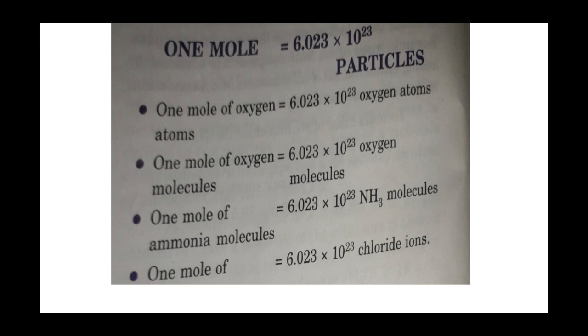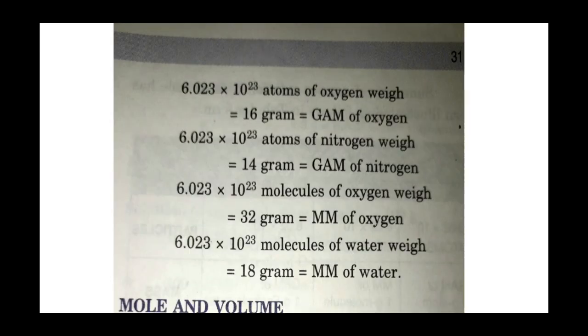Now, 1 mole of oxygen atoms is equal to 6.023 into 10 raised to power 23 oxygen atoms. 1 mole of oxygen molecules is equal to 6.023 into 10 raised to power 23 oxygen molecules. 1 mole of ammonia is equal to 6.023 into 10 raised to power 23 NH3 molecules. 1 mole of chloride ions is equal to 6.023 into 10 raised to power 23 chloride ions. In that way we can find it out.